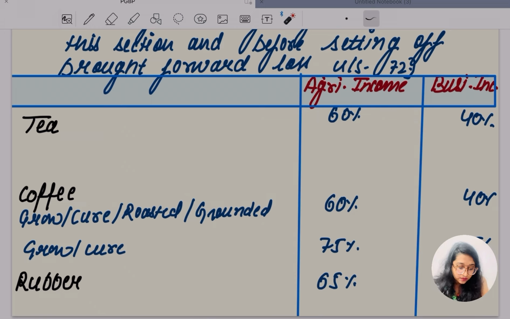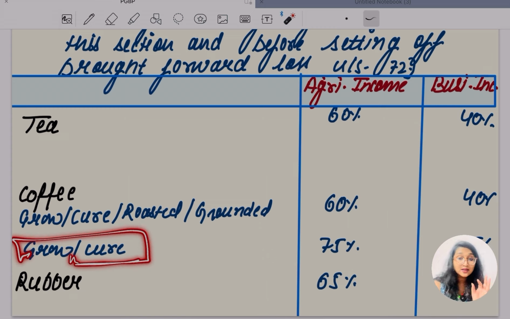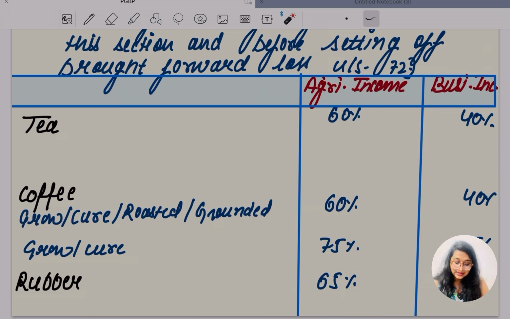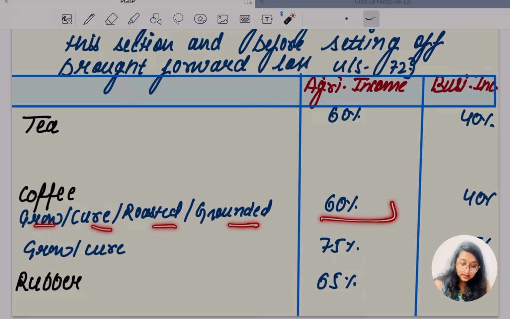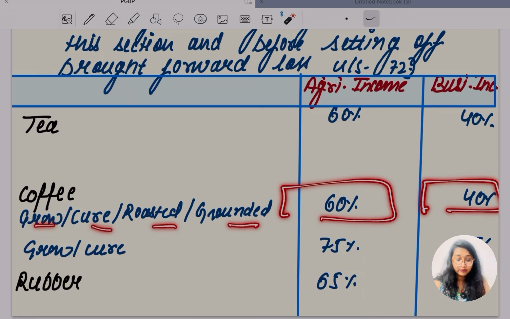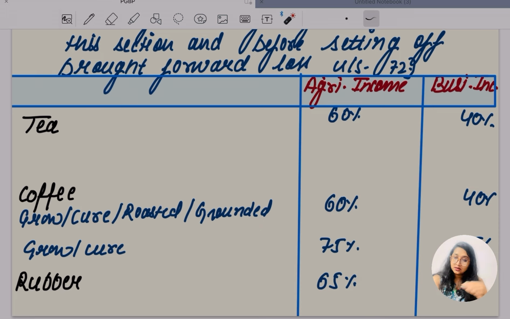Okay, so what about the coffee? They have specified 2 criteria. If it is only grown and cured, then 75% would be the agriculture income, 25% is going to be business income. But what if it is grown, cured, roasted, ground? Then the rate is going to be 60 and 40: 60 for the agriculture income, 40 for the business income. This much I have understood.